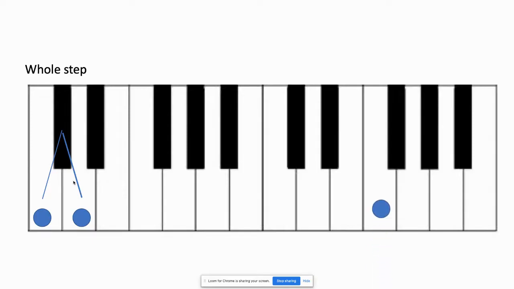Let's do another example. Last time we did F. So if I'm on F here, a half step would be to the black key, and then I need to go another half step here to this next pitch, which happens to be G. That would be my whole step. So a whole step is made up of two half steps.